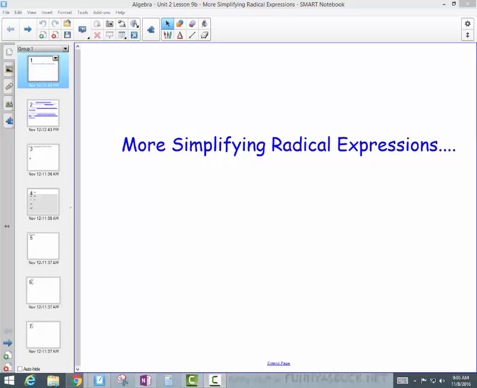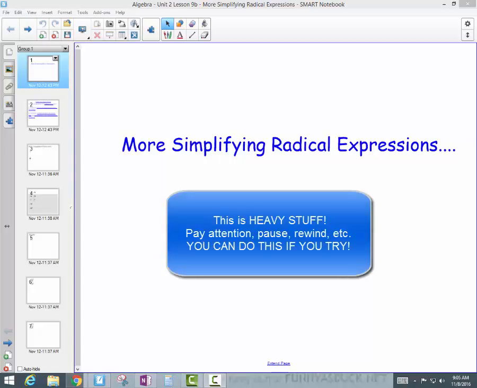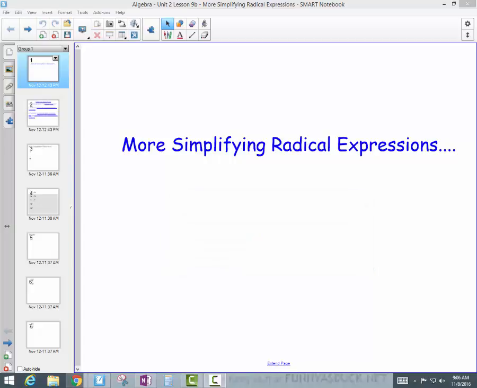Alright, so as you can see, we're going to continue to talk about simplifying radical expressions. We're actually going to step it up a notch to the harder stuff today. I'm going to try to teach it to you as best I can while not being there, especially with the first part where we're talking about fractions. It's really important that you understand what I'm talking about when we say how we change fractions, because that's really what the focus is with today.